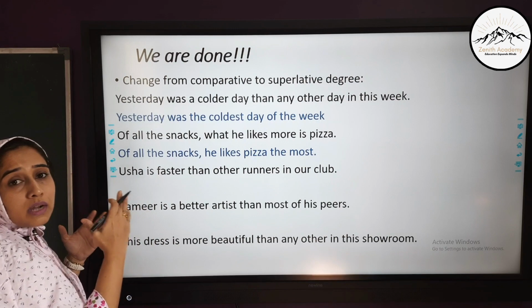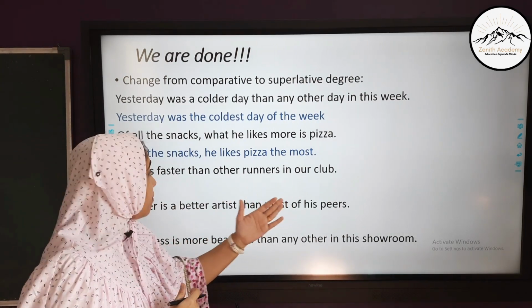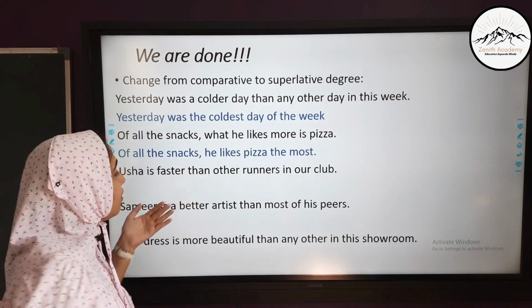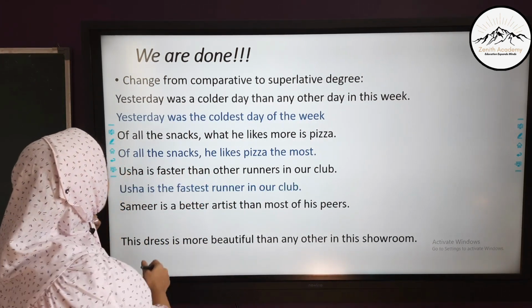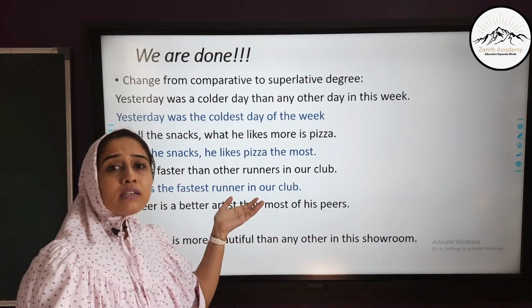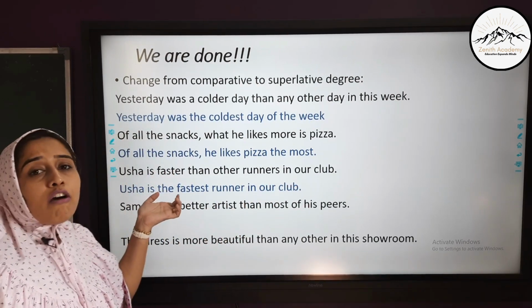Next one is, Usha is faster than other runners in our club. Here we are comparing the speed of Usha and other runners of the club. But when we want to say that Usha is the best at the superlative level, the sentence will become, Usha is the fastest runner in our club, because she is faster than all the runners in the club. So Usha is the fastest.